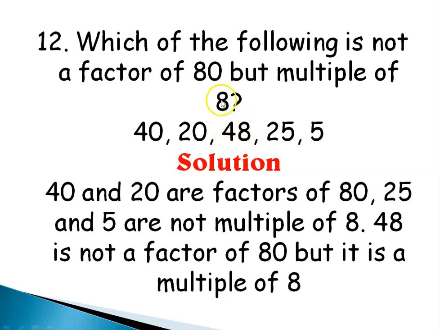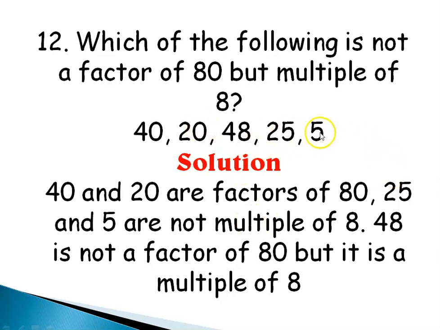Did you get that? But then 48 is not a factor of 80, but it is a multiple of 8. Because 8 can divide 48 without remainder, so it is a multiple of 8, but it is not a factor of 80. So 48 is the answer. Shall I take that again? 40 and 20, they are factors of 80.